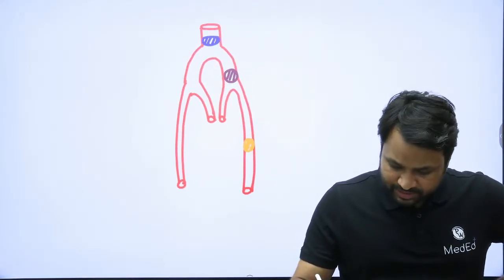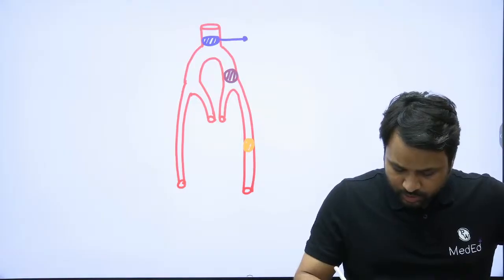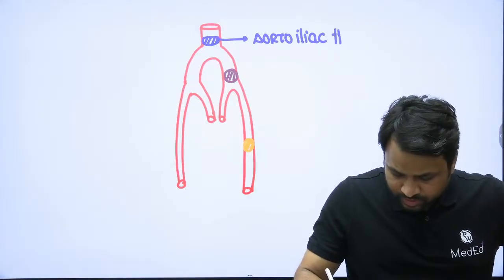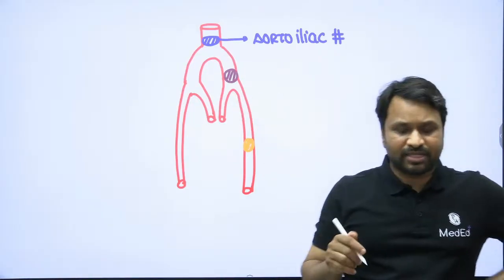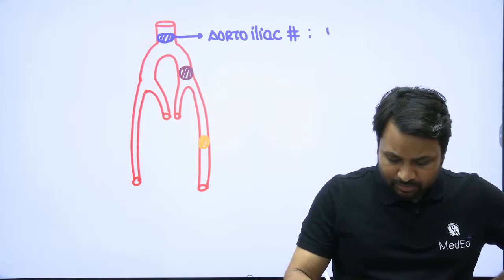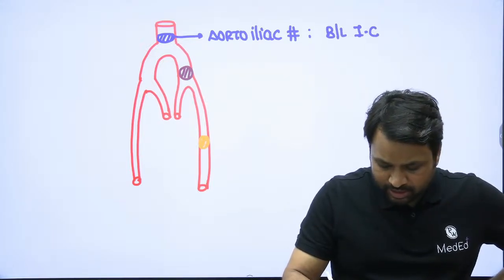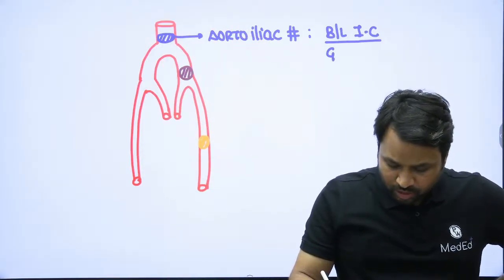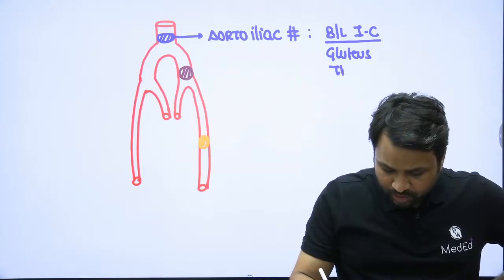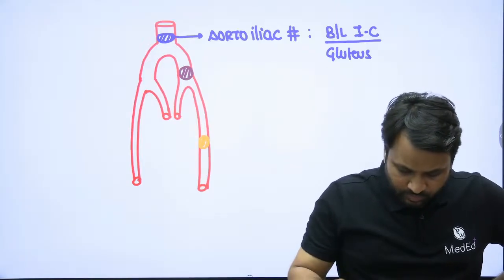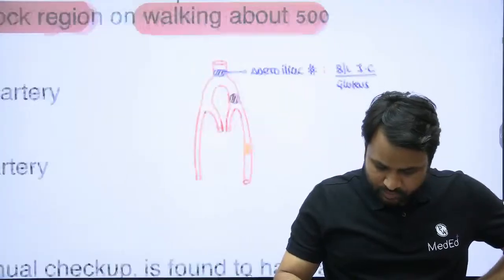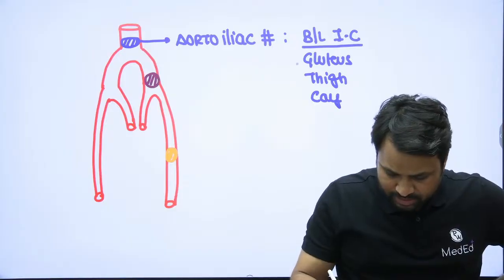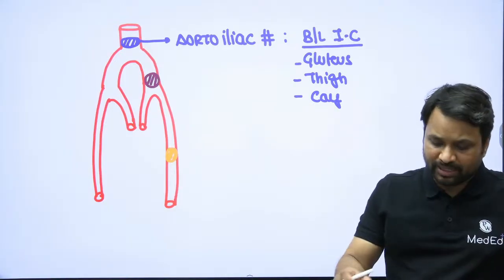If a patient has an aorto-iliac occlusion, the blood flow to both the vessels is decreased, so it will present with bilateral intermittent claudication. It does not allow blood to flow below this point, so it will involve the gluteus muscle, the thigh muscles, and also the calf muscles. So that is the picture if the level of occlusion is at the aorto-iliac.